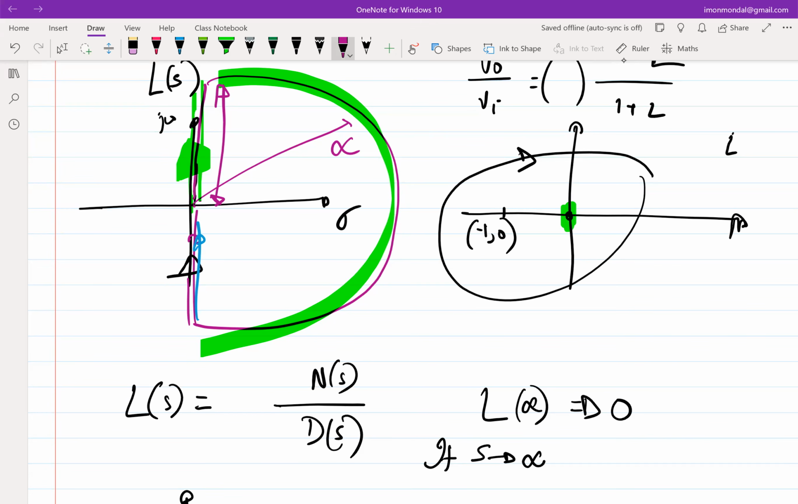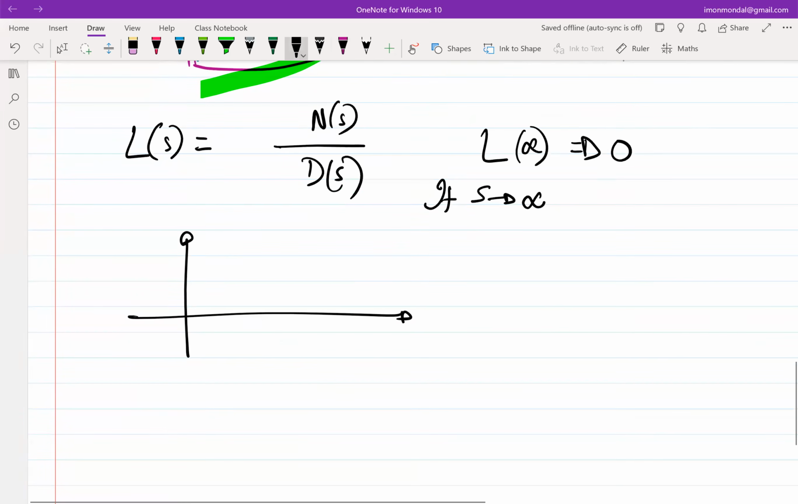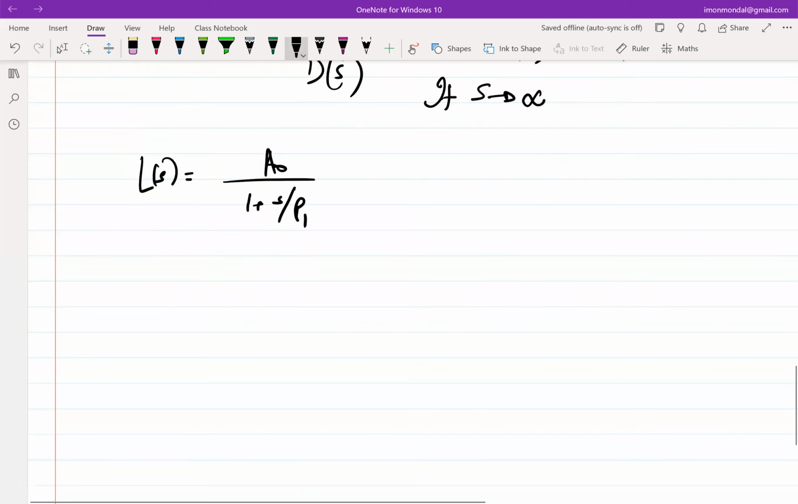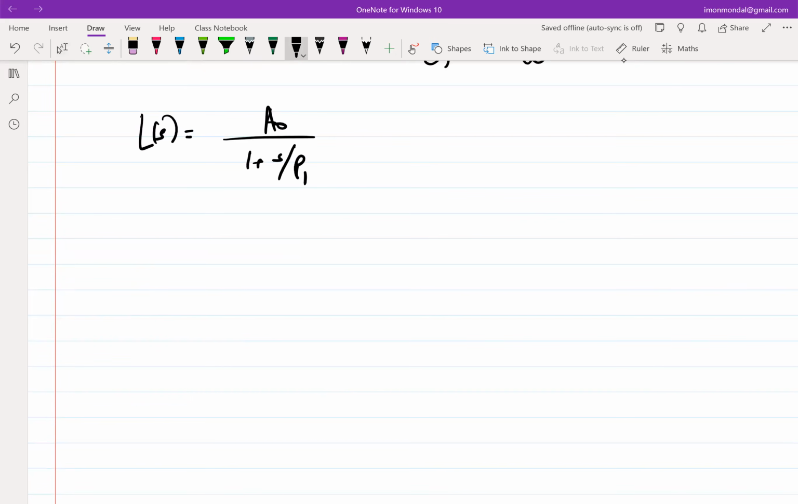Okay. But before we move on to Bode plot, we'll at least have to do a parallel analysis of Nyquist and Bode once to figure out whether we are good or not. Okay. So that's what we are going to do next. Let's take again a first order system. Let's say L of S is A0 by 1 plus S by P1. So what I'll do, I'll plot the Nyquist on the left and Bode on the right and try to get a correlation.